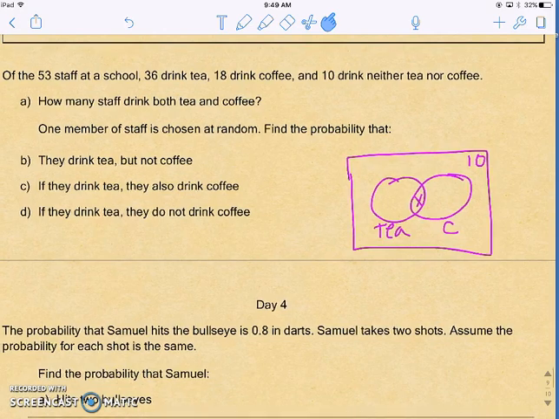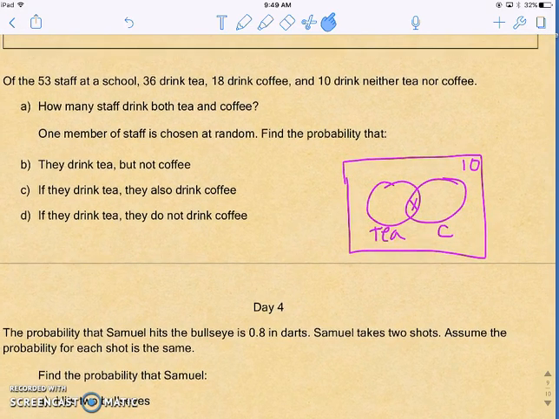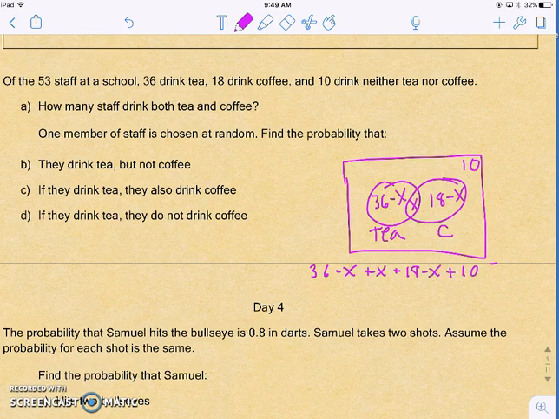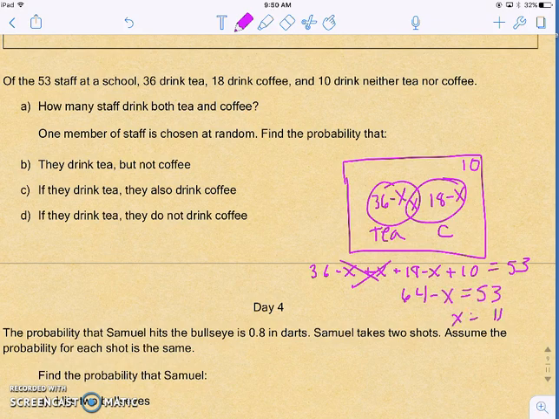Let's see, 36 drink tea, so we have 36 minus X. 18 drink coffee, so 18 minus X. So if we add these together, it has to be 53. So we have 36 minus X plus 18 minus X plus 10 equals 53. So 36, 54, 64 minus X equals 53. So X has to be 11.